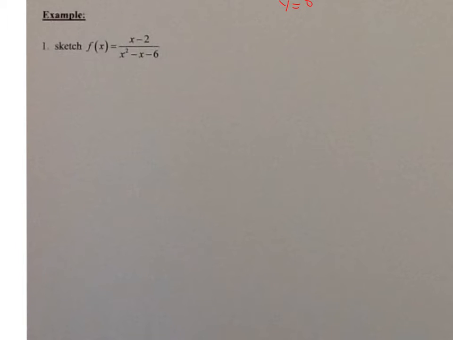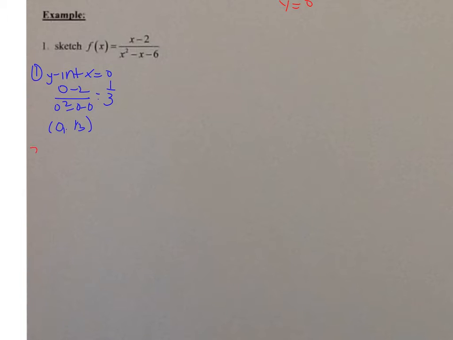All right, so we're going to draw a sketch of f of x is equal to x minus 2 over x squared minus x minus 6. All right, so the first thing we're going to do is find the y-intercept. Remember, that's when x is equal to 0. So I have 0 minus 2 over 0 squared minus 0 minus 6, which comes out to be positive 1/3. So my y-intercept is (0, 1/3).